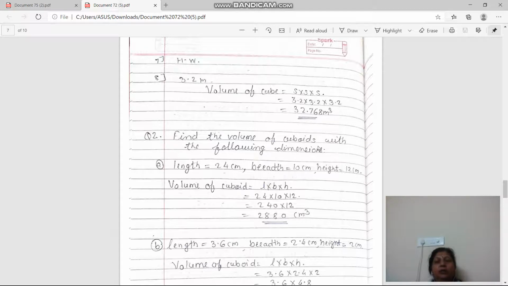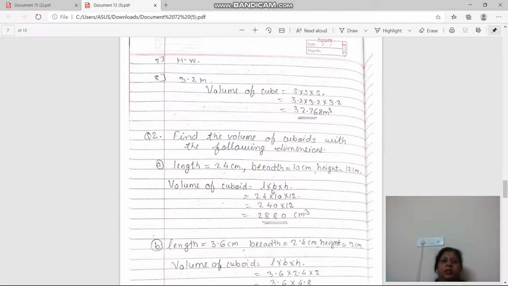Now question 2. Find the volume of cuboid with the following dimensions. Now dimensions are given and you have to calculate the volume of cuboid. So all the quantities are given, and I can ask such type of example also for 2 marks. Okay. Length is 24, breadth is 10 and height is 12.